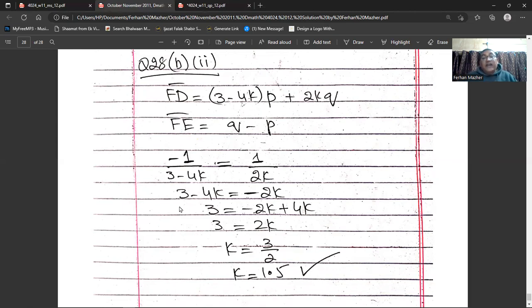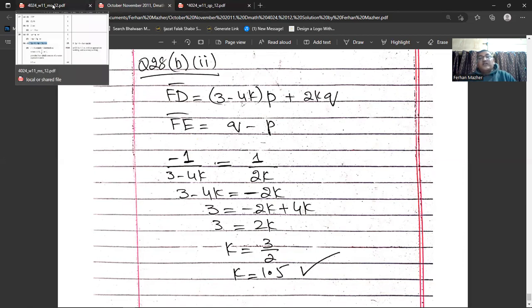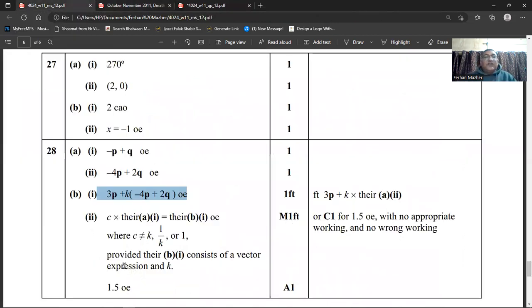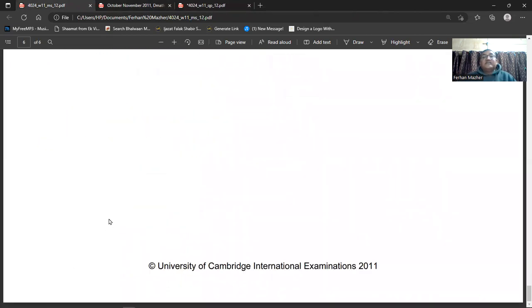So just cross multiply here. So you will have 3 minus 4K equals minus 2K. So 3 will be equal to minus 2K plus 4K. So 3 will be equal to 2K. So K will be equal to 3 by 2. K will be equal to 1.5. A little tricky question, but I hope you have understood how we have done this. 1.5 is the right answer, sir.